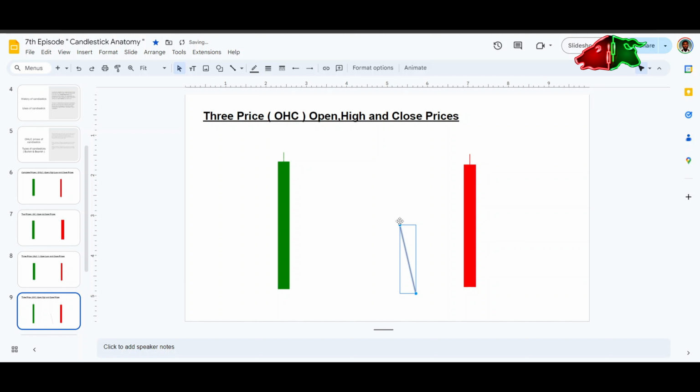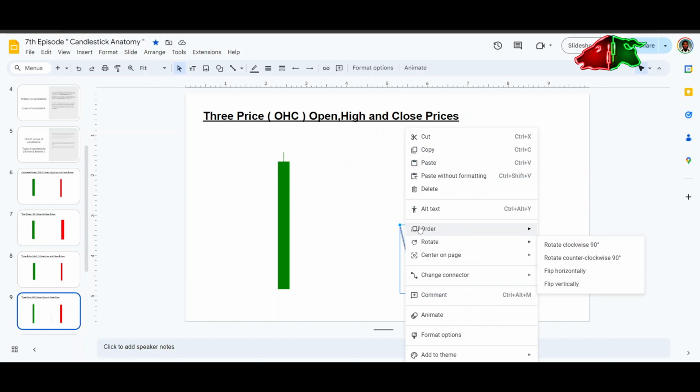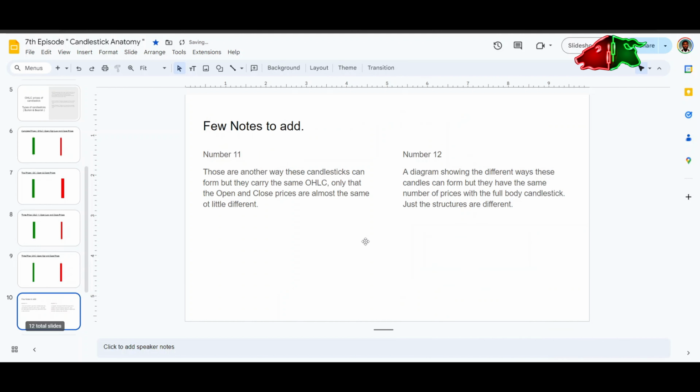So why I'm doing all of this is so you don't think, when the person told us OHLC, open, high, low, and close price, then why is this candle not having one of those prices? So, for future reference, you don't get misunderstood.